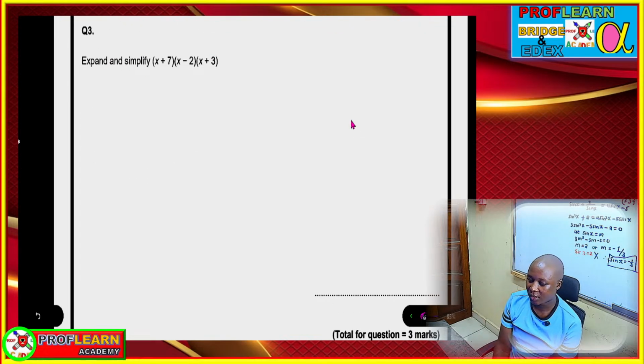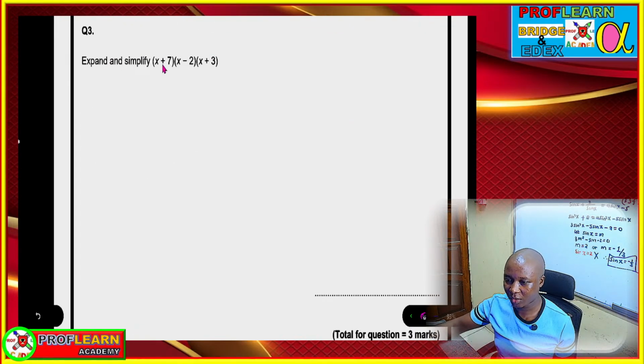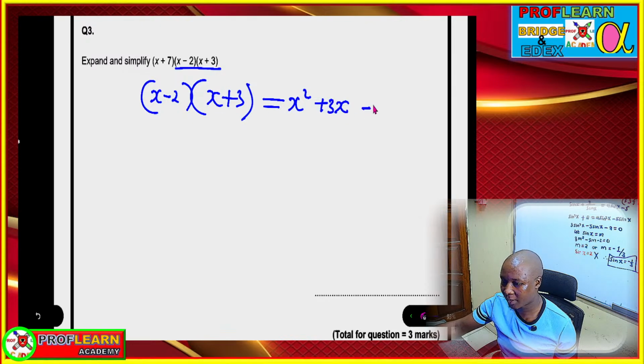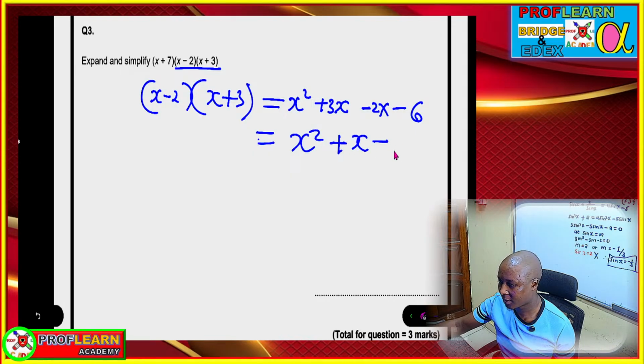Another concept that is important for you to understand how to work out is to expand and simplify brackets. So we shall start by working out this. We shall have x minus 2, x plus 3. If we expand this, we are going to have x times x will be x squared. x times 3 will give us plus 3x. Minus 2 times this will be minus 2x. Minus 2 times this will be minus 6. Putting the like terms together, we shall have x squared plus x minus 6.